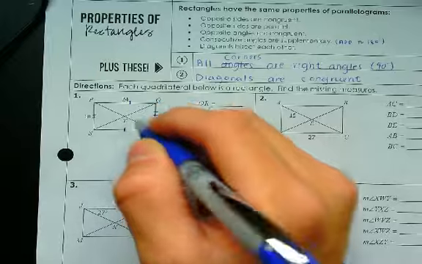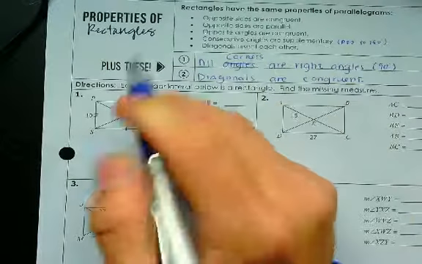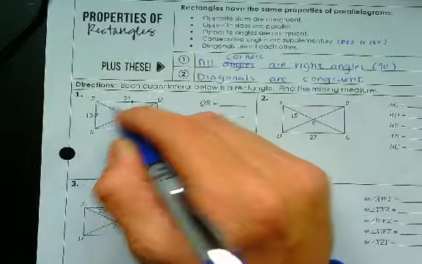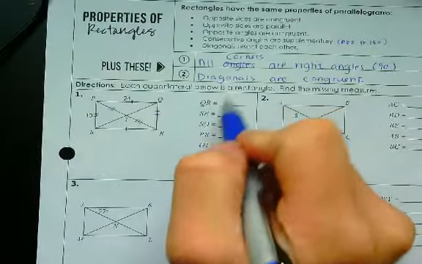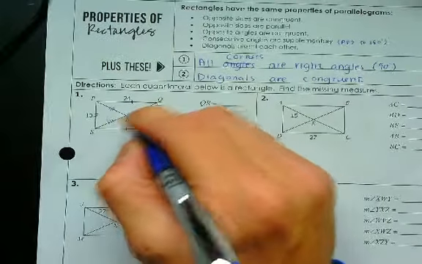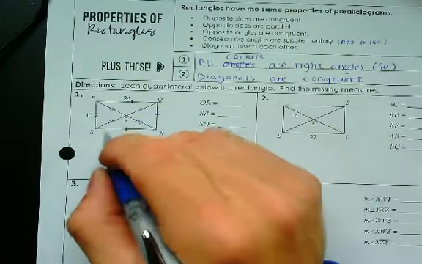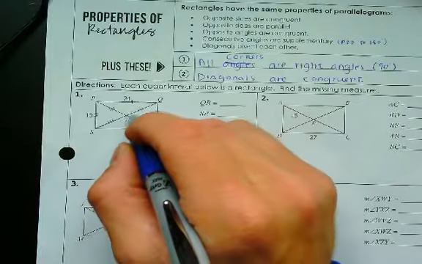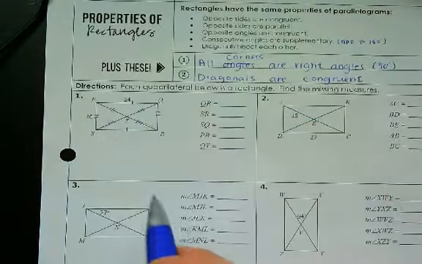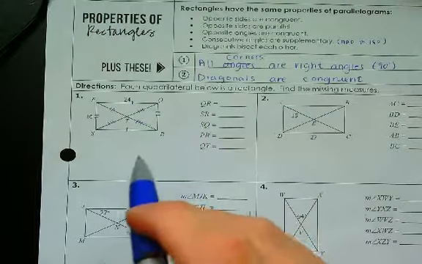We know that diagonals bisect each other. Okay, so that means that these are split into half. But we also know by our new rule that diagonals are congruent. So all diagonals are the same length. So this half is the same as this, same as that one, and this one.